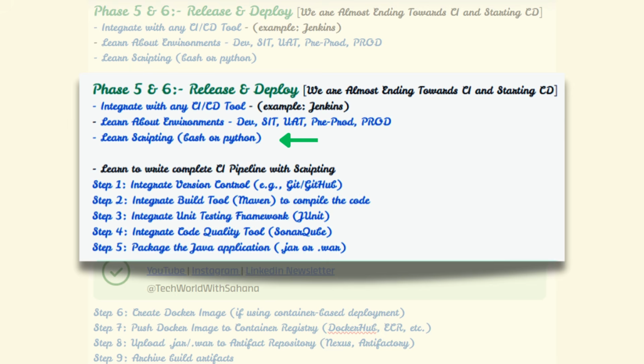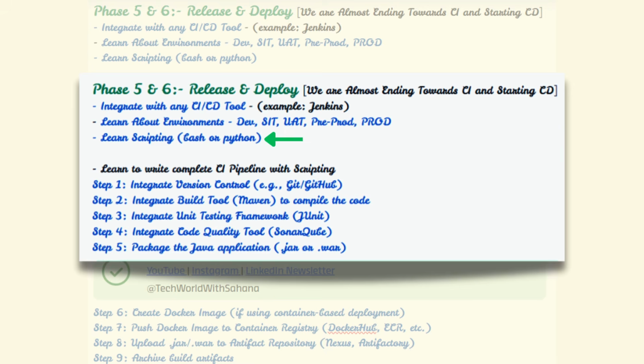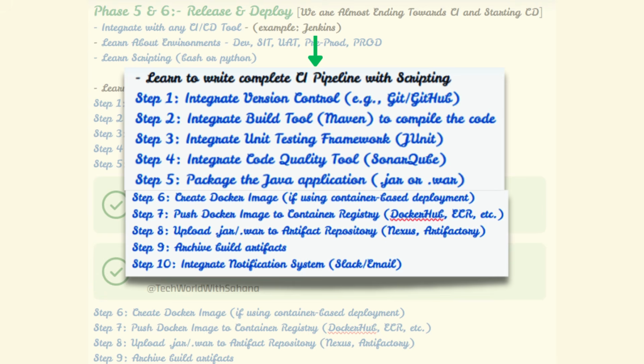Next is learn scripting, Bash or Python. Why did I say learn scripting? Suppose you do not have Jenkins or any other CI tool, you are not using it. You can do this complete step with just scripting or automation, just with Bash or Python or any other scripting language that you know. And interviewers don't focus on only one scripting language. They're going to ask you a question on the one that you have actually mentioned in your CV. So just go for one, mention that.